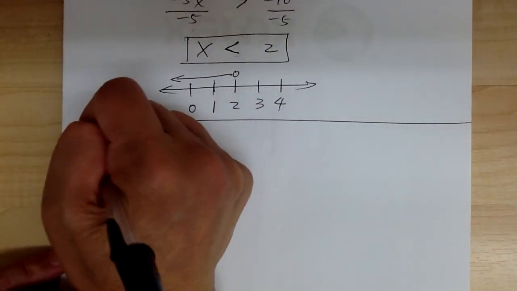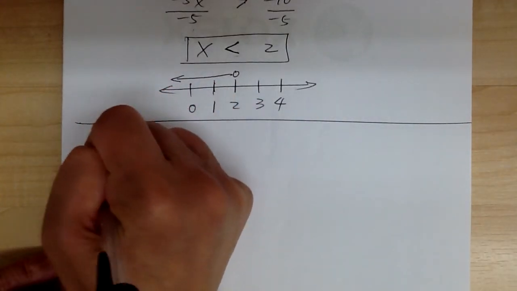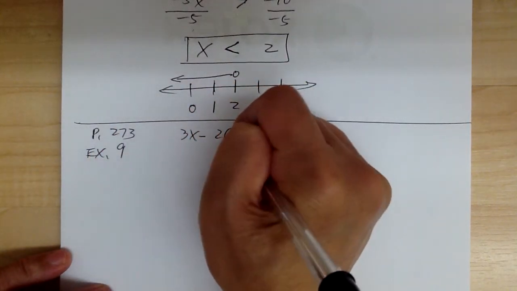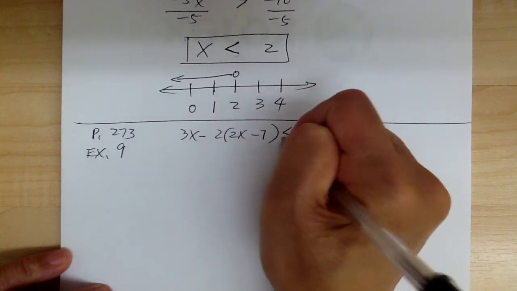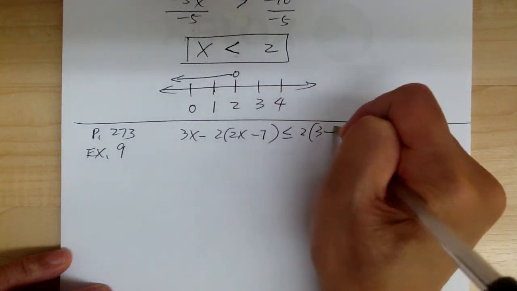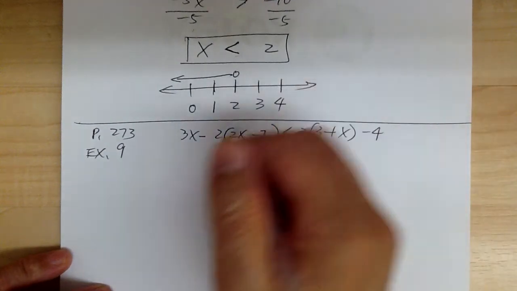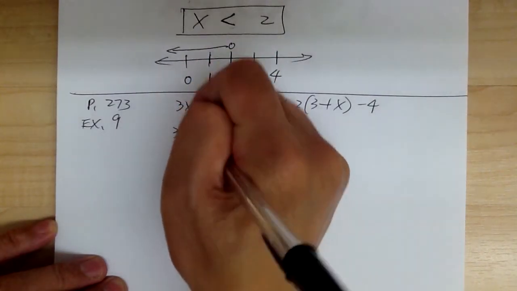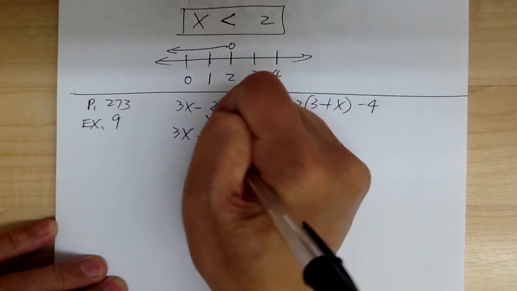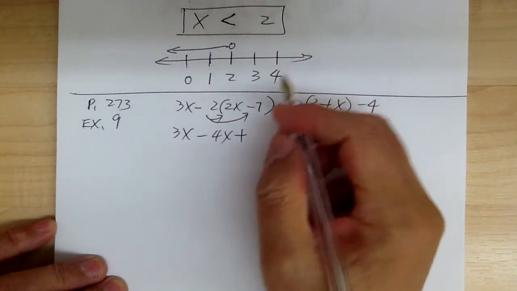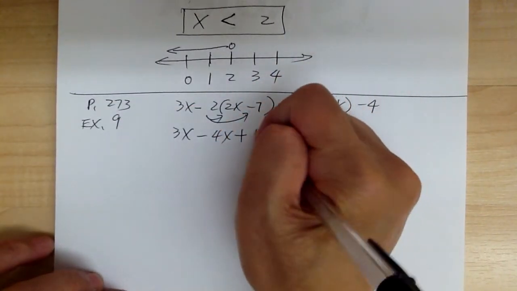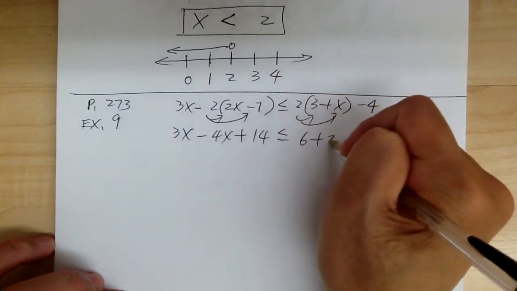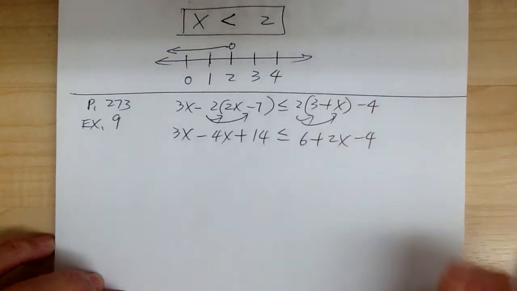Okay, let's go to example 9. You're solving 3x minus 2 times 2x minus 7 is less than or equal to 2 times 3 plus x minus 4. Just like solving an equation, first you need to get rid of the grouping symbol. Again, try to line things up. So multiply, you get minus 4x. Multiply, you get plus. When you multiply, do the sign, the number, the alphabet, and try to line it up. So multiply, you get 6. Multiply plus 2x minus 4. You can try to line up as much as you can.